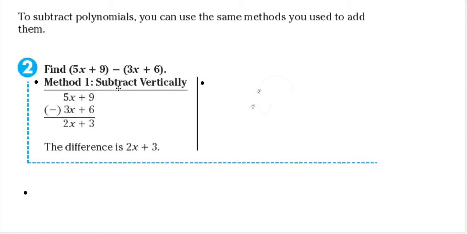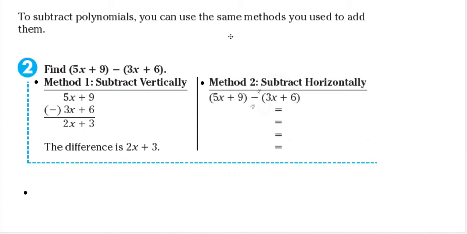Method 1, we subtract vertically. So 5x plus 9 minus 3x plus 6. You subtract 3x, you end up with 2x. Add 9 plus 6, sorry, you subtract 6 from 9, you end up with 3. So the difference is 2x plus 3. That's the vertical method. And let's try the horizontal method.